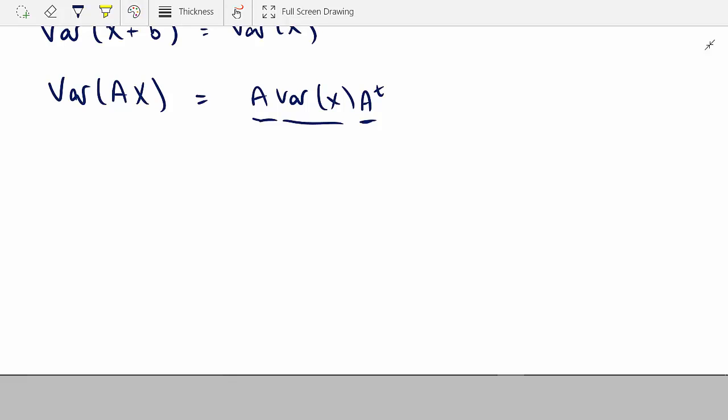So those are some of the key things to know about multivariate variances, or variances of vectors, and we'll use these facts a lot throughout the class. So it'd be nice to commit to memory, especially this formula right here about pulling a matrix out of a variance calculation. That's quite useful.